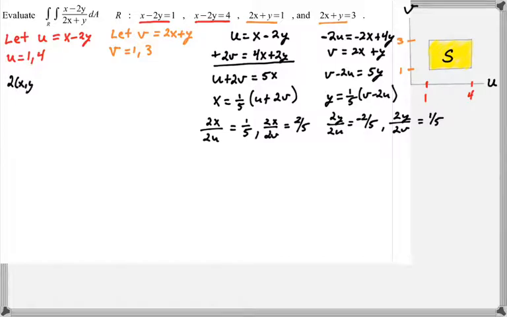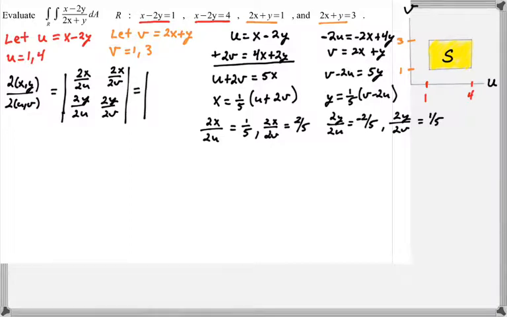All right, so then if we want to find the Jacobian, the partial of xy with respect to uv, okay, so partial of x with respect to u, partial of y with respect to u. Okay, so there's column 1. Column 2 would be partial of x with respect to v, and partial of y with respect to v. Okay, all right, so this is going to be 1/5, and then -2/5, 2/5, and 1/5.